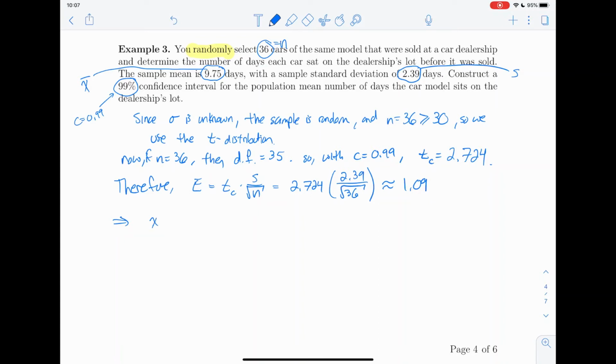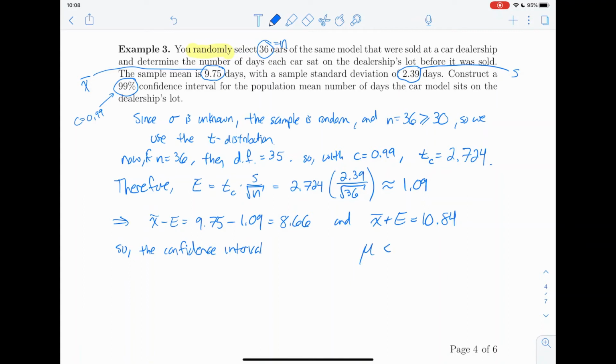What this implies, of course, is that if we compute x bar minus E, x bar was 9.75. That was inferred based on the problem. We're going to do that minus 1.09, which is going to give us 8.66. And of course, if we compute x bar plus E, that gives us our right endpoint of 10.84. So the confidence interval that we've built will have the population mean somewhere in between, and on the left it'll have to be bigger than 8.66. On the right it'll have to be less than 10.84. And this will generate our confidence interval with a confidence of 99%.